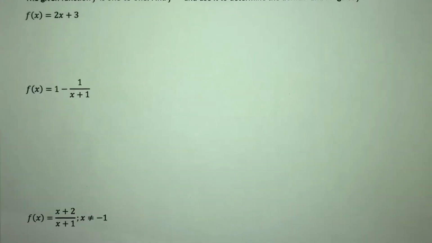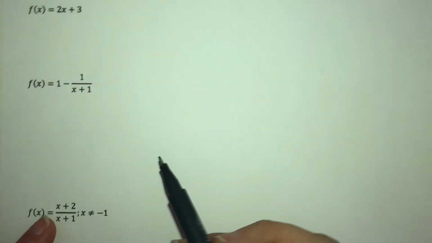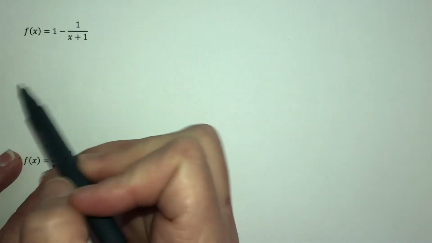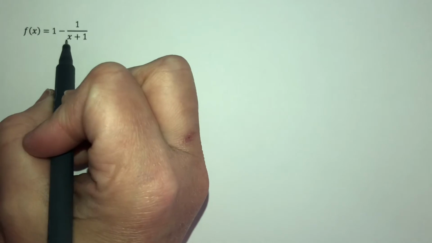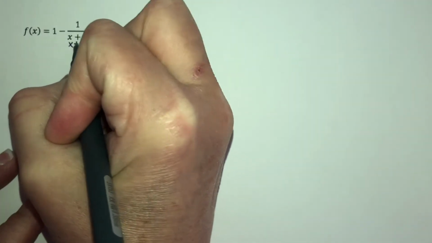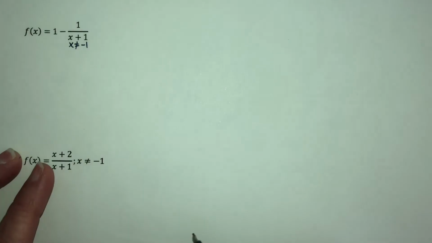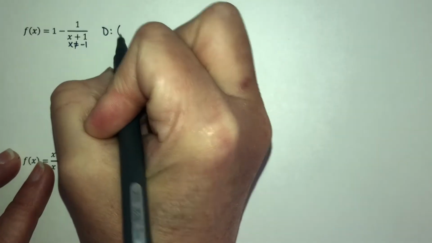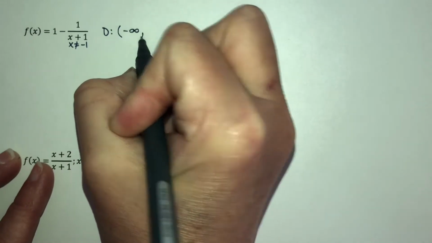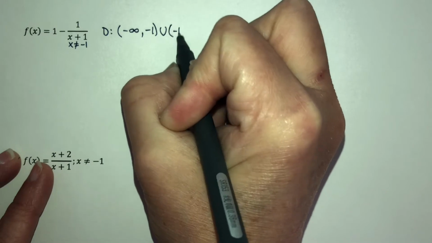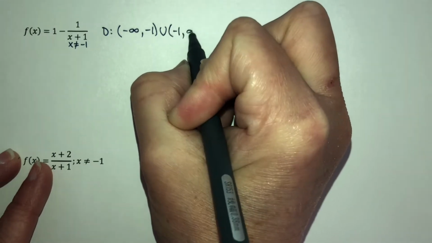This is part 4 of section 1.7. I want to find the inverse of this function and the domain and the range. Well, right here, we can see that our x value is not going to be able to equal -1 because it makes the denominator 0. So the domain of this function is from -infinity to -1 union -1 to infinity.